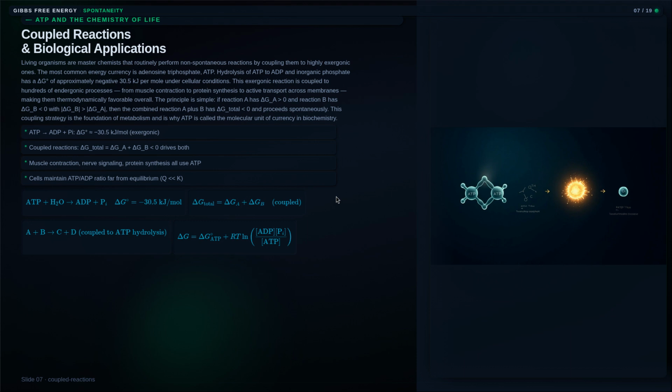The principle is simple. If reaction A has delta G A greater than 0 and reaction B has delta G B less than 0 with the absolute value of delta G B greater than delta G A, then the combined reaction A plus B has delta G total less than 0 and proceeds spontaneously. This coupling strategy is the foundation of metabolism and is why ATP is called the molecular unit of currency in biochemistry.